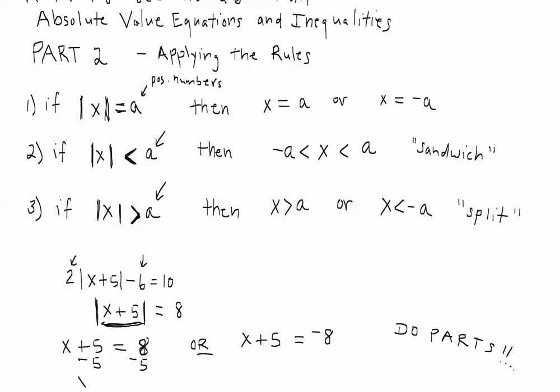Subtracting 5 from both sides, I get x equals 3. The second half of the problem also needs to be solved. So subtract 5 from both sides. X equals negative 13. Done.